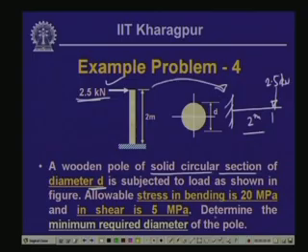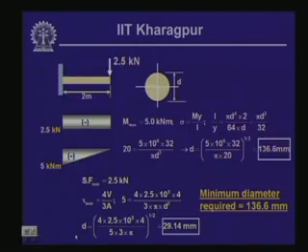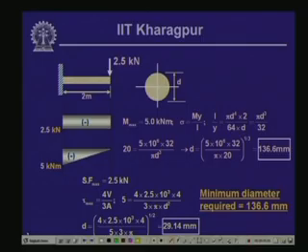Now, what we will have to do is determine the diameter of this particular pole, so that the stress in bending does not exceed 20 MPa and the stress in shear does not exceed 5 MPa. Now, if we draw the bending moment and shear force diagram for this particular pole, then the diagrams are going to be like this, which we have already done earlier. So, the maximum shear force is going to be 2.5 kilonewton and the maximum bending moment is going to be 5 kilonewton meter.